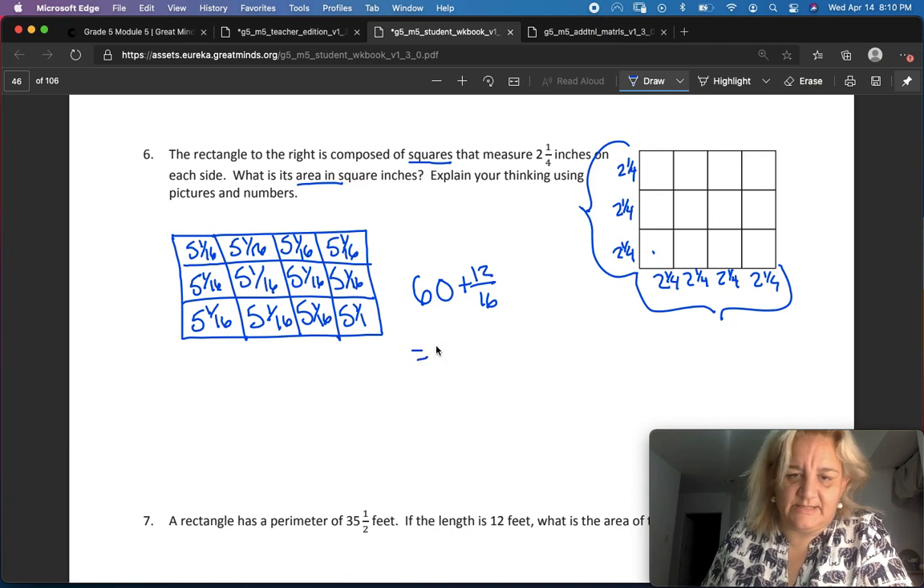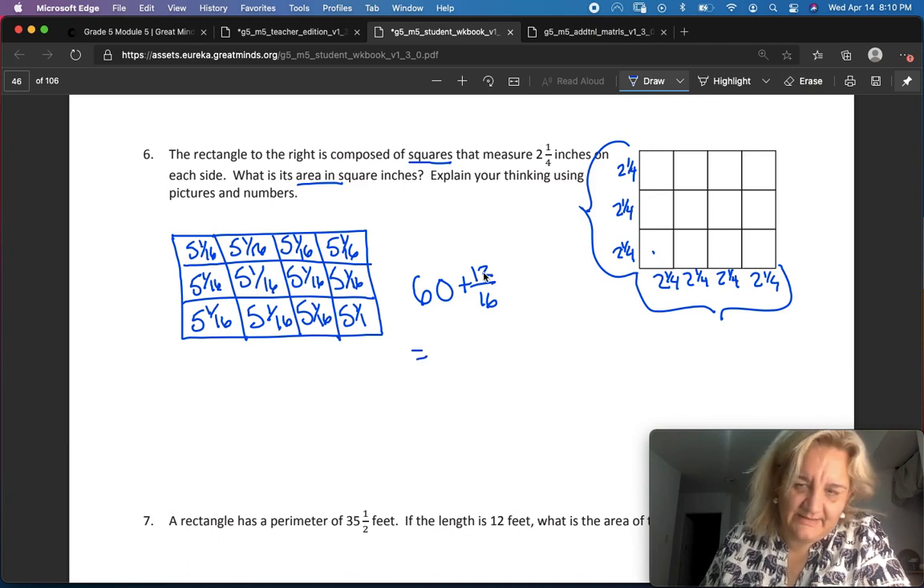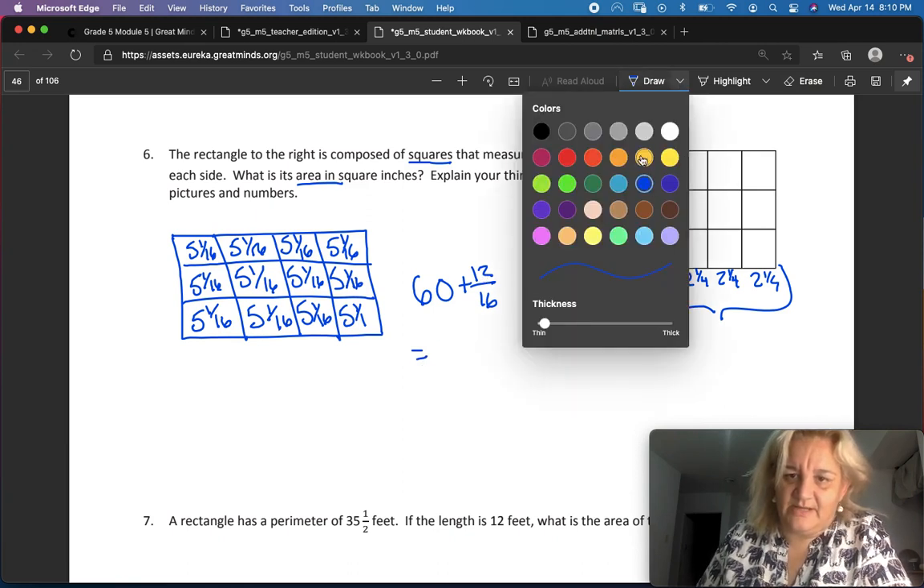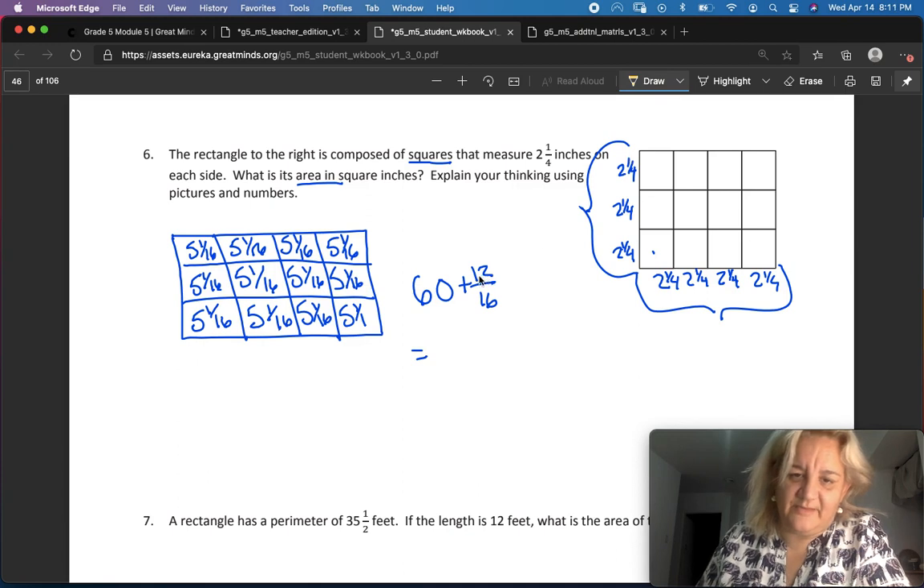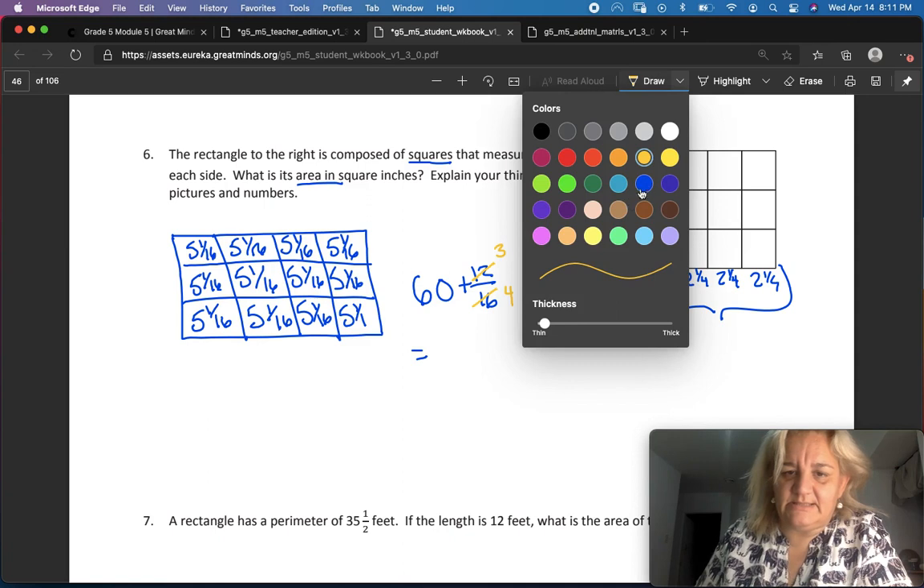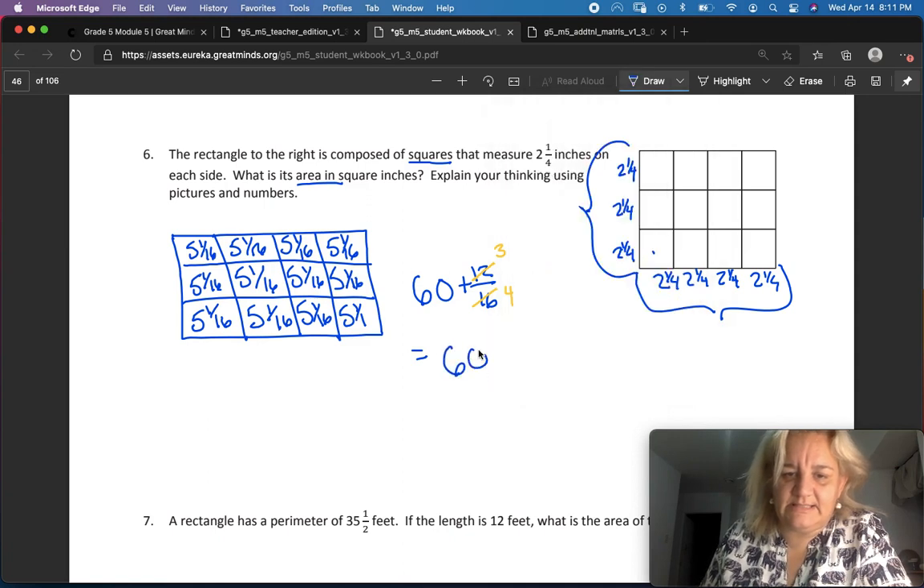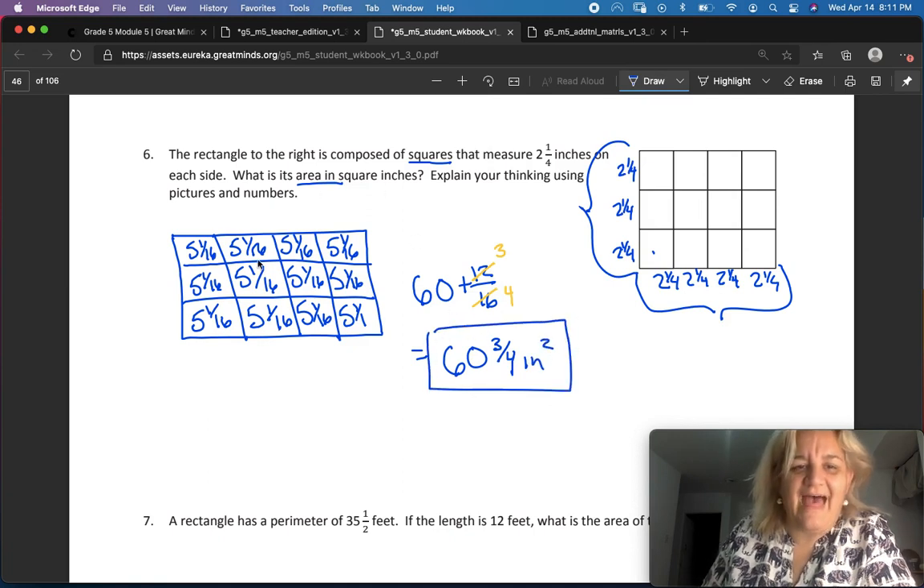So my answer, and I can cut that down. Remember how to do that? If I divide both by 4, that would be 3, and this would be 4, right? 16 divided by 4 is 4. 12 divided by 4 is 3. So now my new answer is 60 3/4 inches squared. Okay, that was the first way.